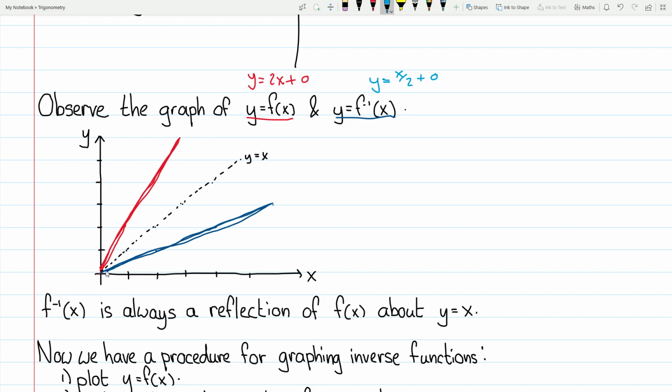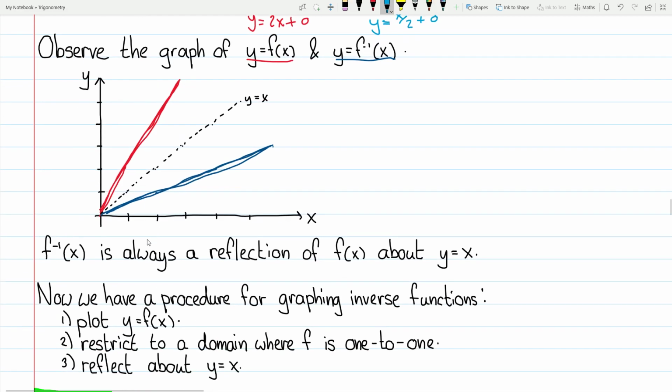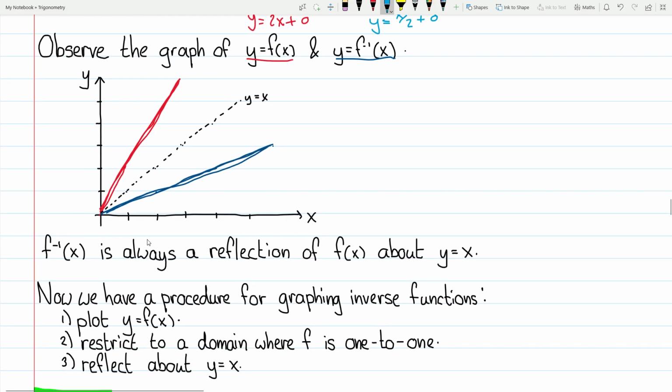But notice how we have this symmetry over the line y equals x. If we reflect, we'll map the red line to the blue line, and similarly we'll map the blue line to the red line. And this is generally true.